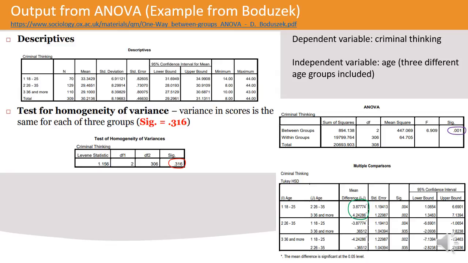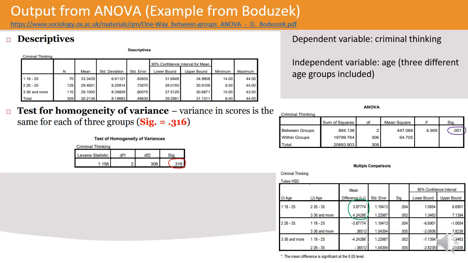The ANOVA table provides the F statistic, and as can be seen, there was a significant effect of age on criminal thinking. The multiple comparisons table provides the results of the Tukey post-test. Here we can see that there was a significant difference between age group 1 and age group 2, as well as between age group 1 and age group 3. There was no significant difference between age group 2 and age group 3.